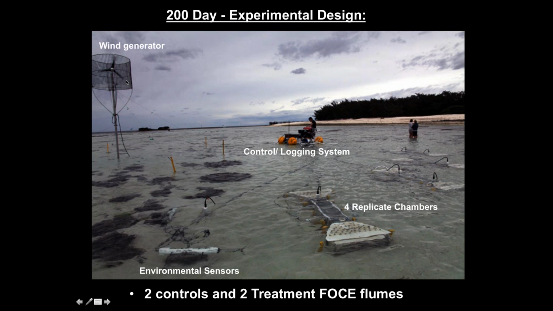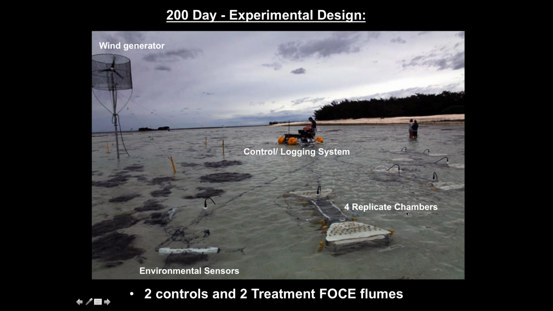You can see the wind generator that I briefly mentioned. Here's our control and logging system. I mentioned that MBARI chose one of the most difficult places to do a FOCE experiment, working in the deep sea. We tried to choose one of the most logistically feasible places, so we did it on the reef flat, where at low tide we could actually walk out and service all of the instruments in the system. And even at high tide, the system was accessible by snorkel, so we didn't have to dive, which made everything a lot logistically simpler, which was quite important since we ran this experiment for 200 days.